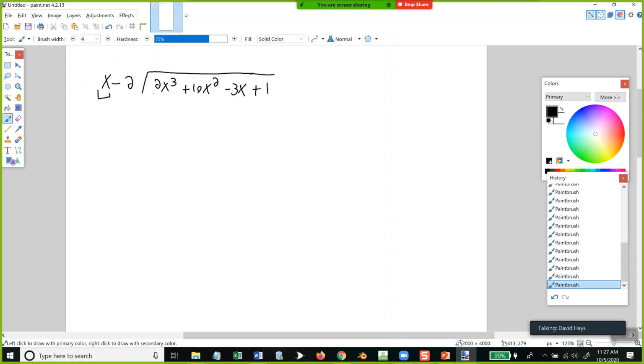Again, we look at the first term of each, decide what goes up on top. So I'll look at x and 2x to the third, and I ask myself what times x gives me 2x to the third, and that'd be 2x squared. Whatever we put up on top, we multiply by what's out in front. So take 2x squared times x minus 2, which gives us 2x to the third minus 4x squared.